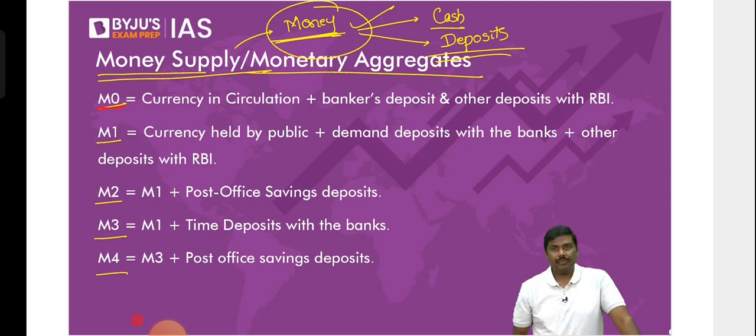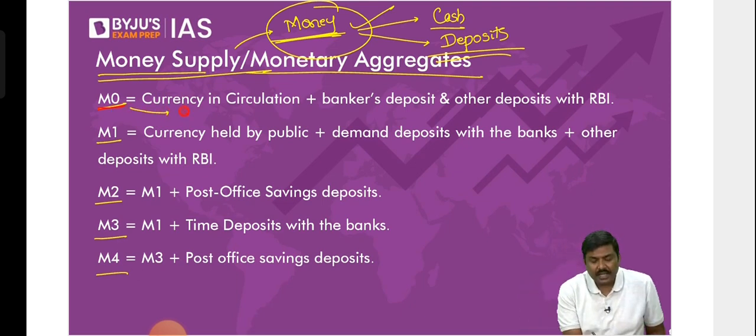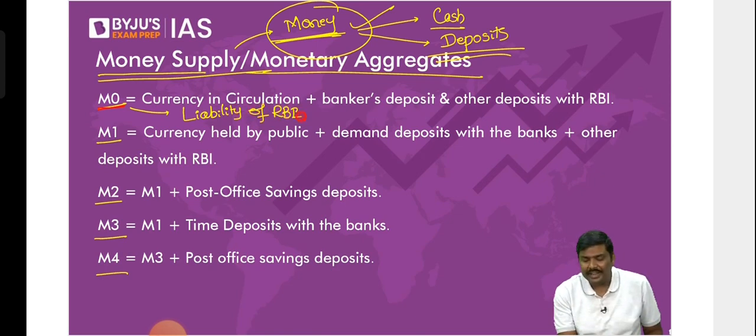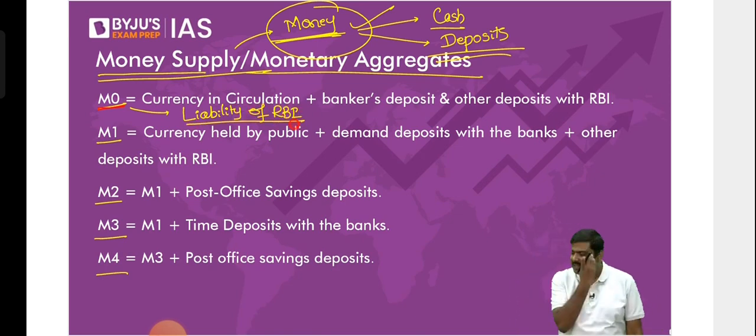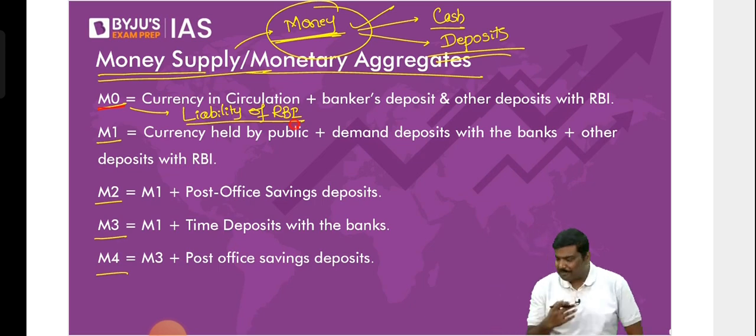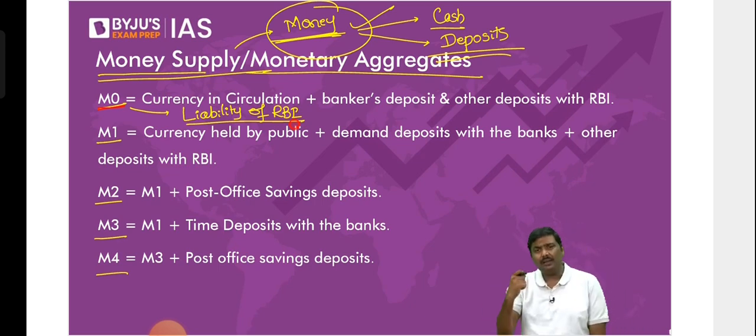Now, what is this M0? Simply remember the statement here. M0 represents the liability of the Reserve Bank of India. Sir, what do you mean by liability? Liability simply means, understand this, whatever has to be returned back by RBI. Whatever has to be given back by RBI.